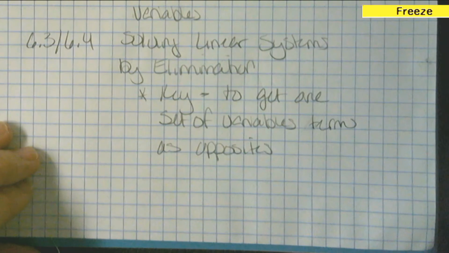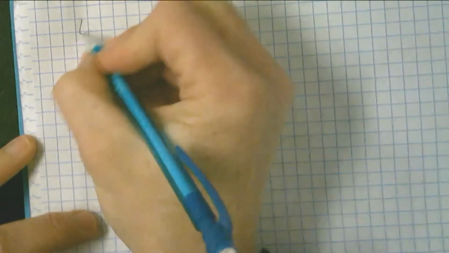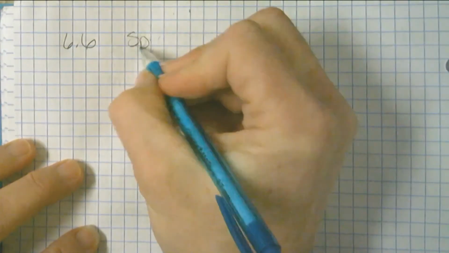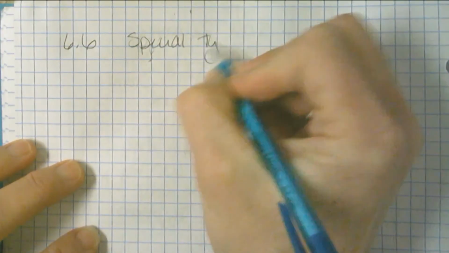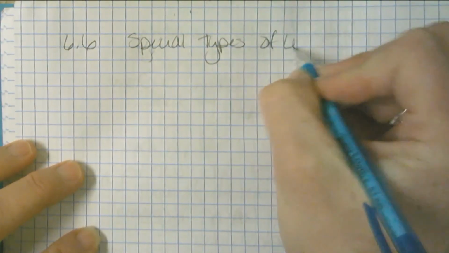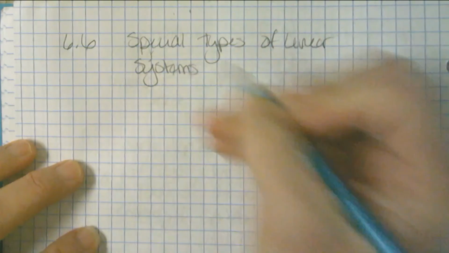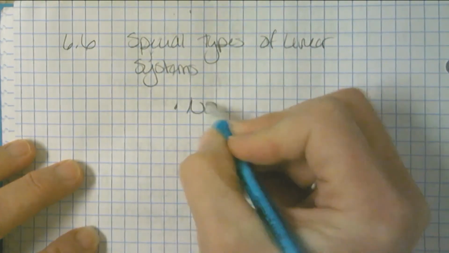From there, 6.6 was talking about special types. Okay, 6.6. These were special types of linear systems. This is where we looked at a no solution.